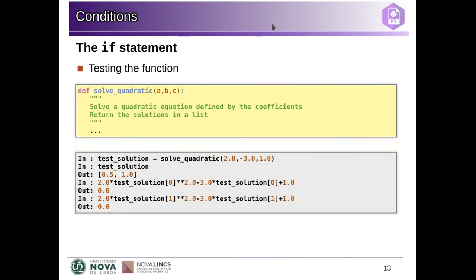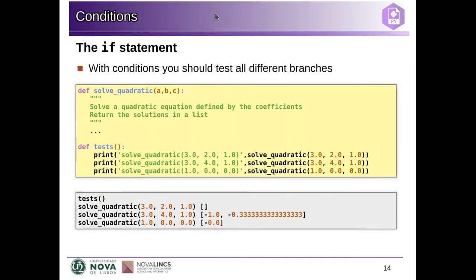Okay, now we can test our function. We're going to solve this quadratic function, and then we have the solution for our test, which is 0.5 and 1, and we can actually write down the quadratic function with these coefficients. So 2 multiplied by x squared minus 3 multiplied by x plus 1, and we check that if we use x equal to the first solution, we get 0, and if we use x equal to the second solution, we get 0. So this is one way of testing if we actually found the roots for that equation.